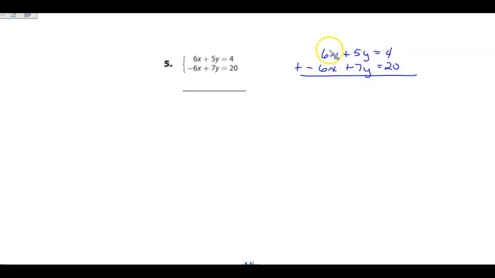And I'm going to add these. So those are gone. 5 plus 7 is 12. y equals 24. Divide both sides by 12 and I get 2. So my y is going to be 2.